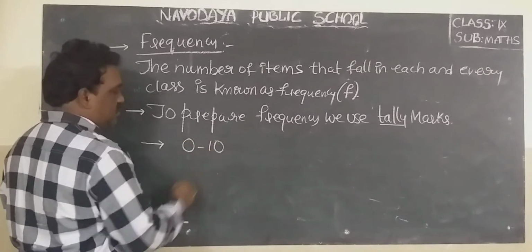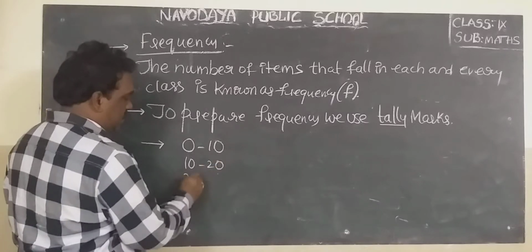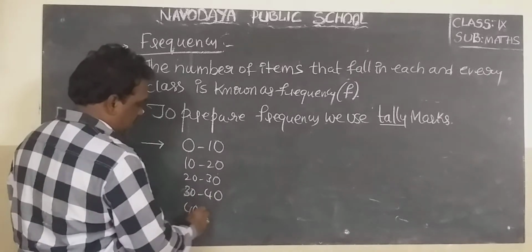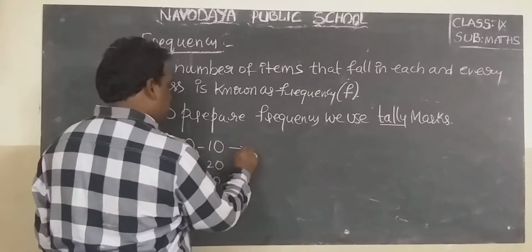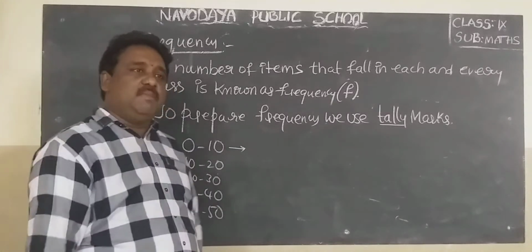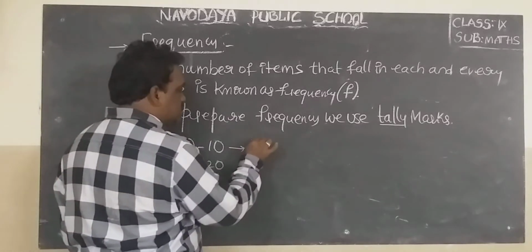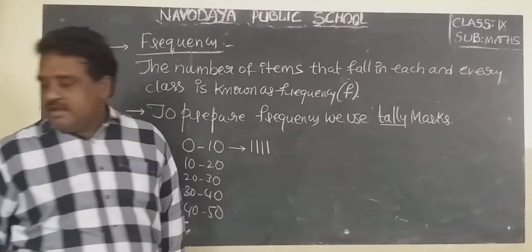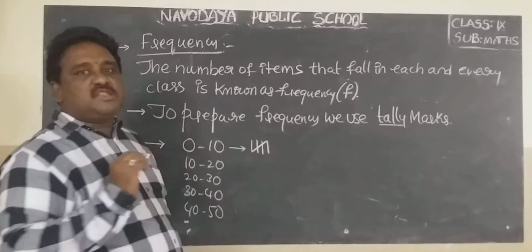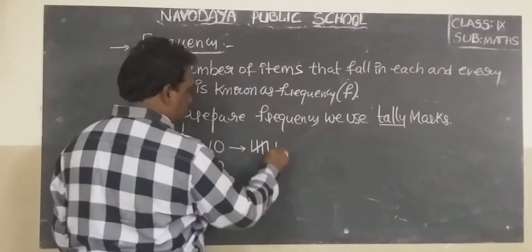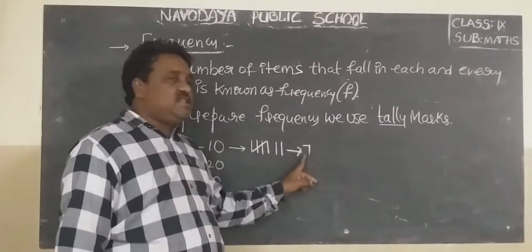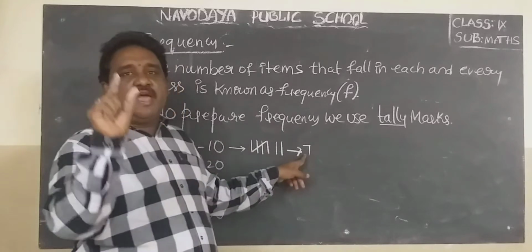Suppose 0 to 10, 10 to 20, 20 to 30, 30 to 40, 40 to 50. Suppose 0 to 10, 7 students are there. You think like that to know about tally marks. 1, 2, 3, 4. Then don't write fifth line. Fifth line becomes cross. Cross means fifth line. Then 2. It becomes 7. How many students are there in first class? 7 students. 7 is known as frequency.